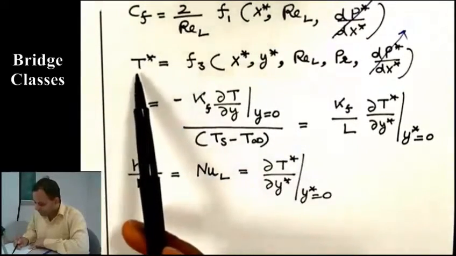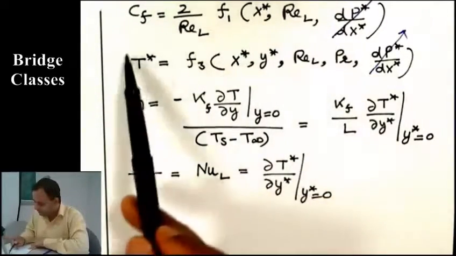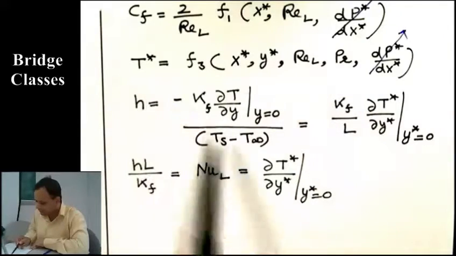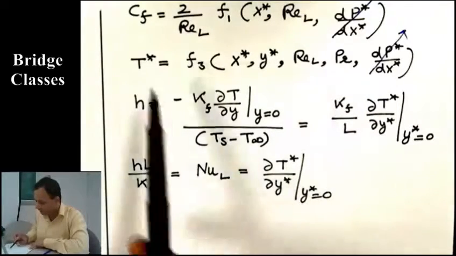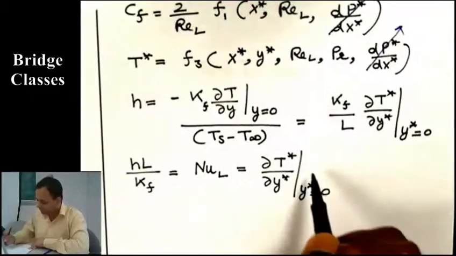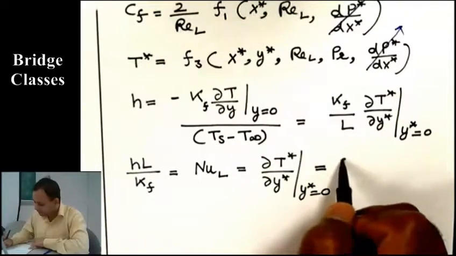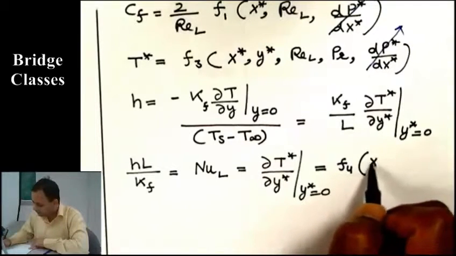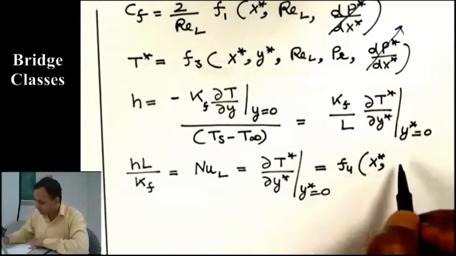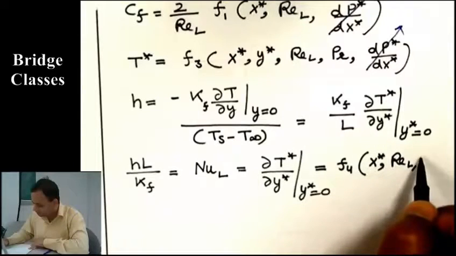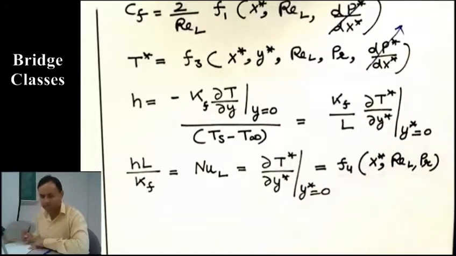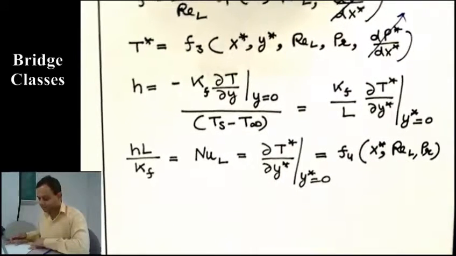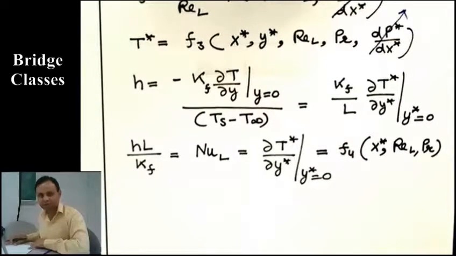Now look at this temperature. If temperature is given by this function, we differentiate this with respect to y star and take y star equals 0. So the result will be some function, say f4, of x star, Reynolds number, and Prandtl number. So see, these are the results we were looking for in terms of non-dimensionalizing the boundary layer equation.